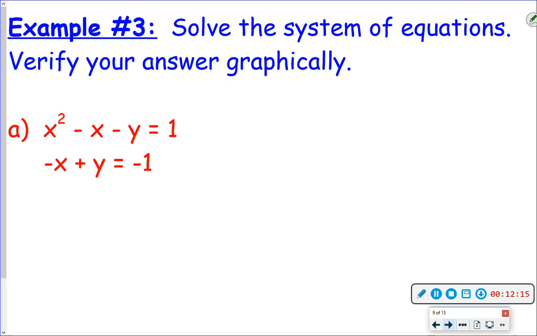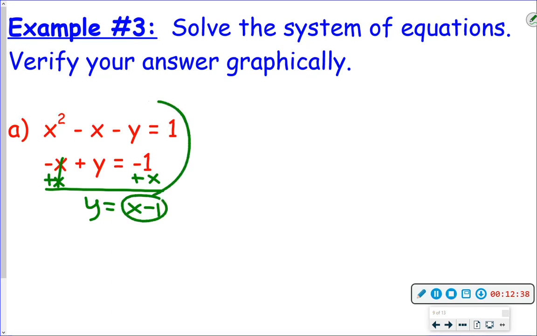Solve one of the equations for x or y, substitute it into the other equation. My big piece of advice, do not work on the quadratic equation. Start with the linear. So do not start with the squared, start with the bottom one. Quick and easy, I'm just going to add x over. So I'm going to rewrite that as x minus 1. I'm going to replace the y in the top equation with x minus 1.